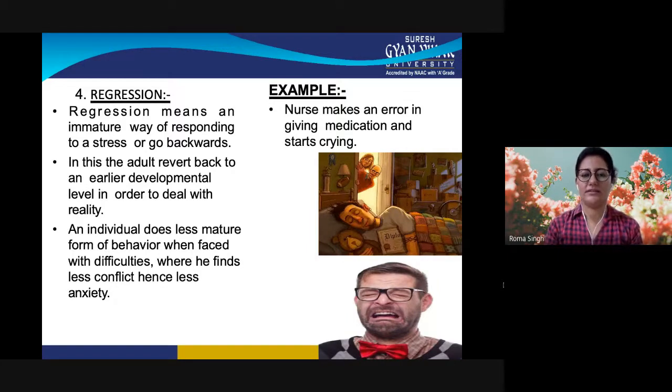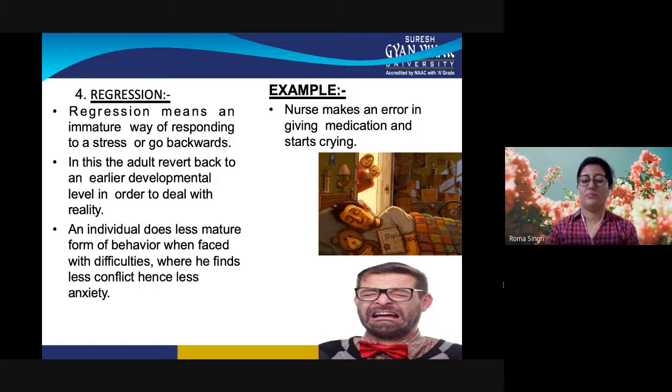Now, the next negative defense mechanism is regression. Regression means an immature way of responding to a stress, or going backwards. In this, the adult reverts back to an earlier developmental level in order to deal with reality. So an individual shows a less mature form of behavior when faced with difficulty, where he finds less conflict, hence less anxiety.